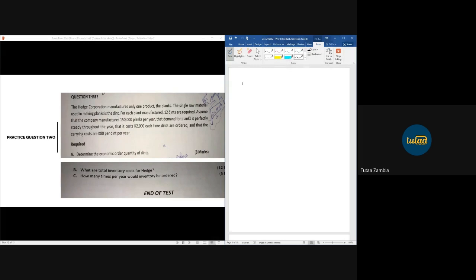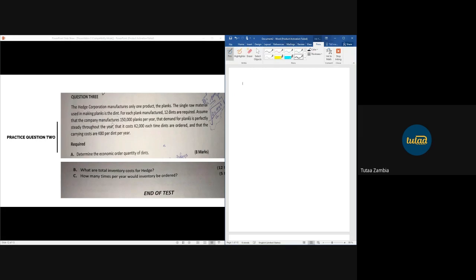So the question says the Hedge Corporation manufactures only one product, the planks. The single raw material used in making planks is the dint. For each plank manufactured, 12 dints are required.